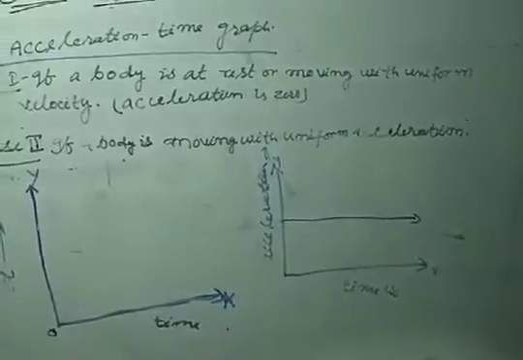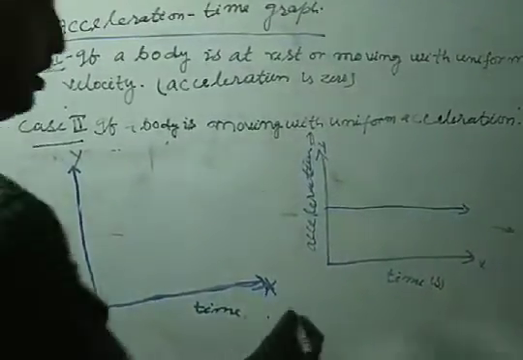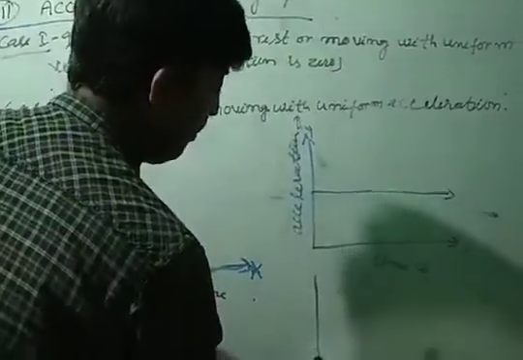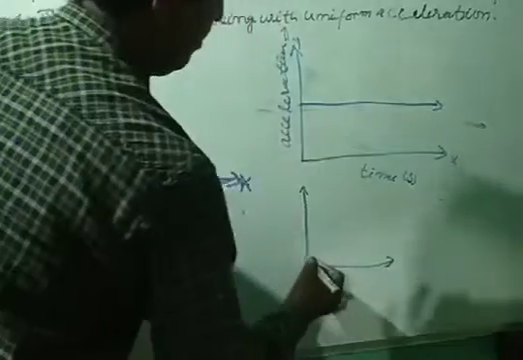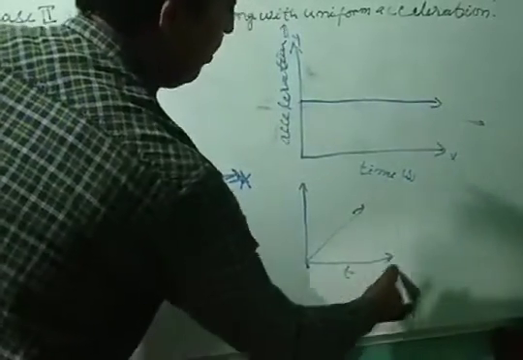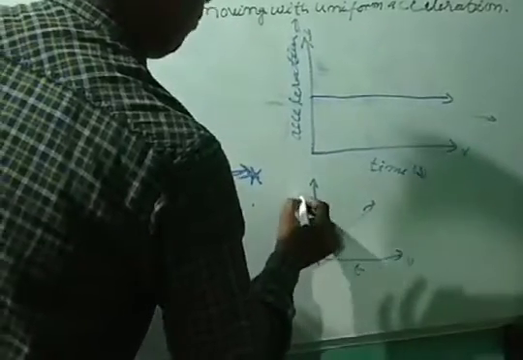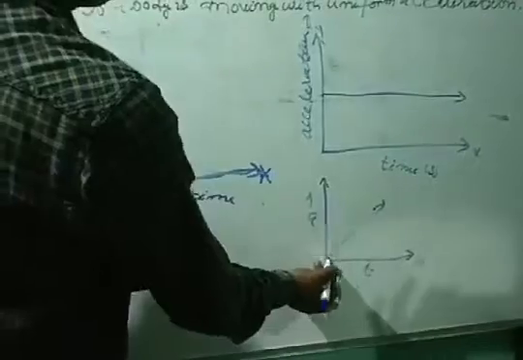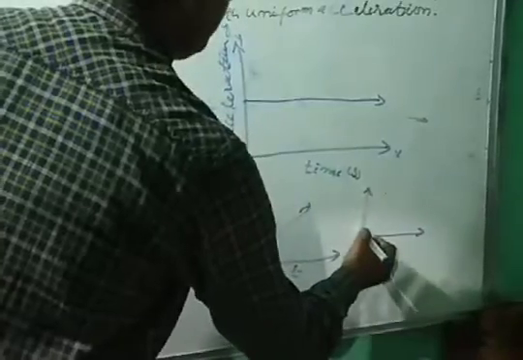Since the acceleration is uniform, the graph will be parallel to time axis in the case of uniform acceleration. In the case of non-uniform acceleration, the graph may be this type. Here time is taken on x-axis and acceleration is taken on y-axis. So the graph may be this type or this type.